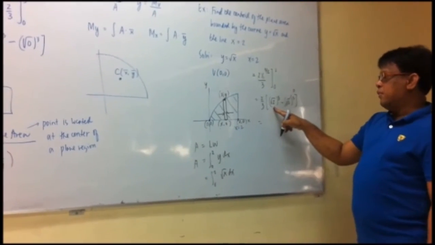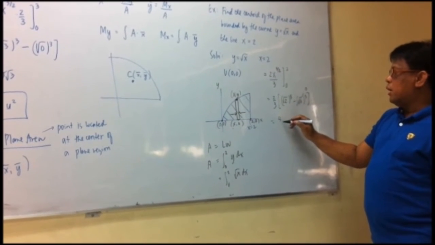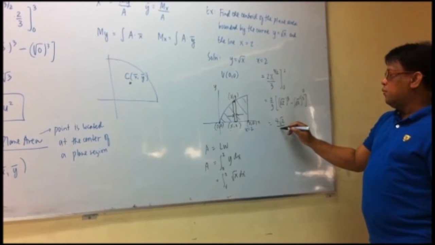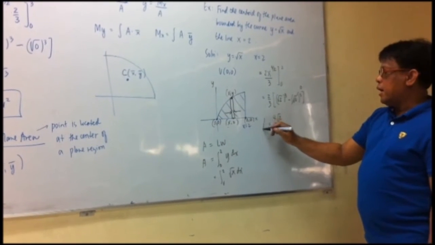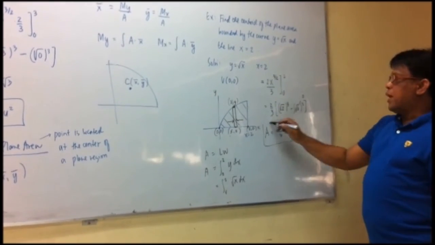Then simplifying, square root of 2 raised to 3 will give us 4 times square root of 2 all over 3. So this is now the area. The unit is in terms of square units.